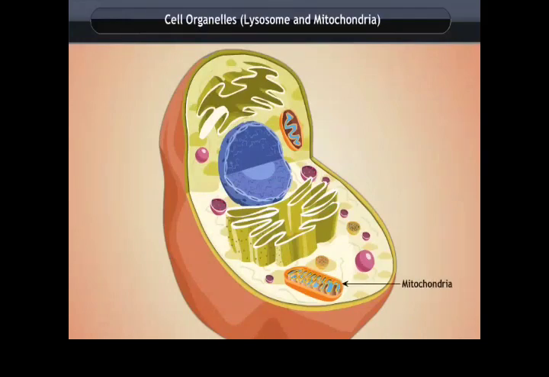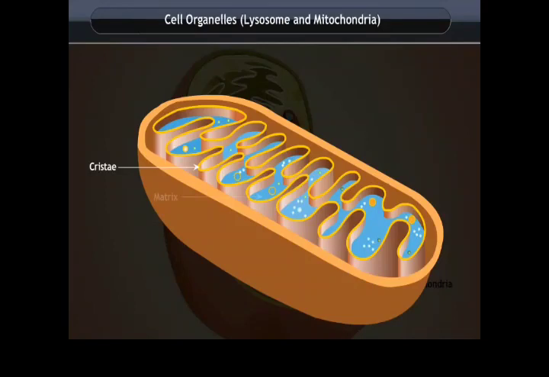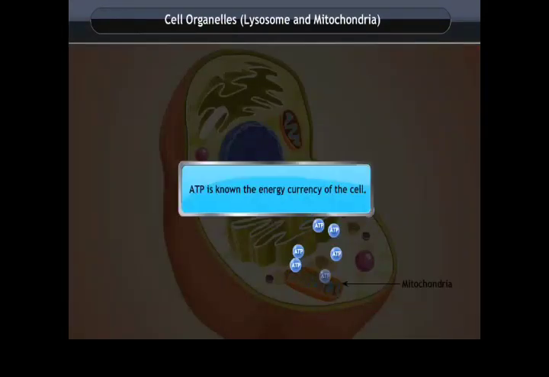Mitochondria are known as the powerhouses of the cell. Mitochondria have two membrane coverings. The outer membrane is very porous, while the inner membrane is deeply folded. Energy is released by mitochondria in the form of ATP, or adenosine triphosphate molecules. ATP is known as the energy currency of the cell.